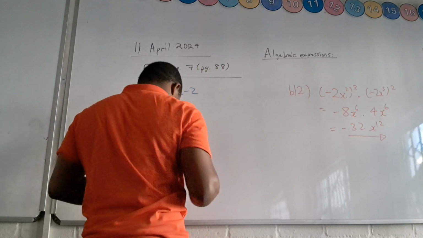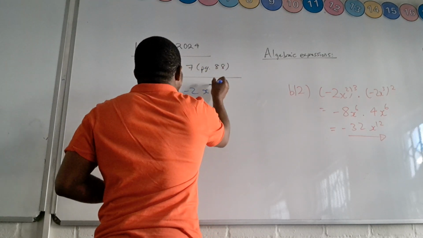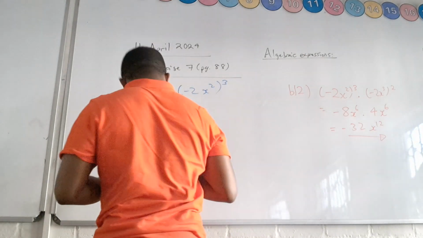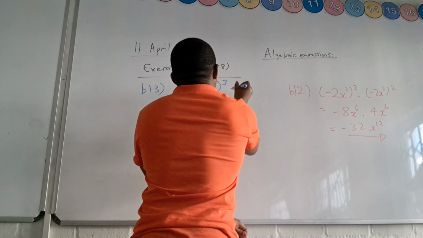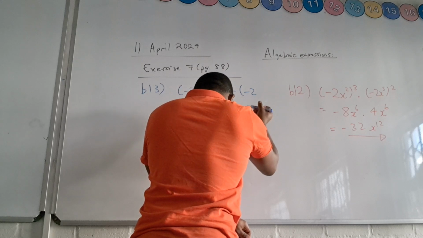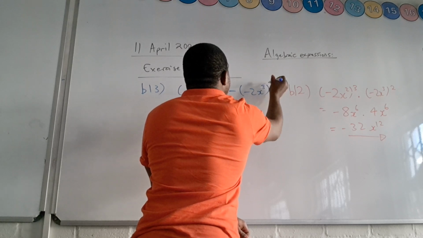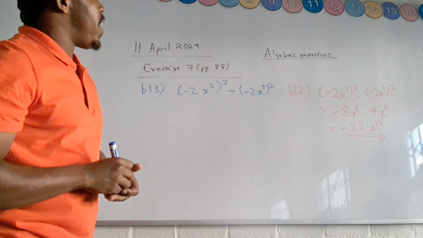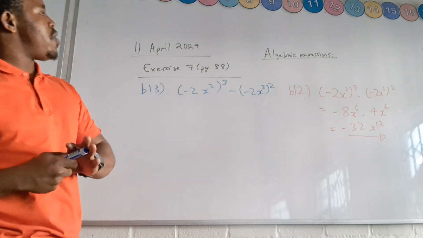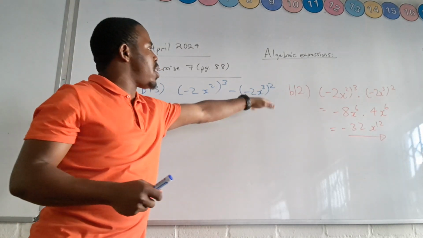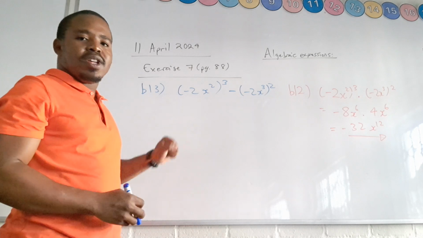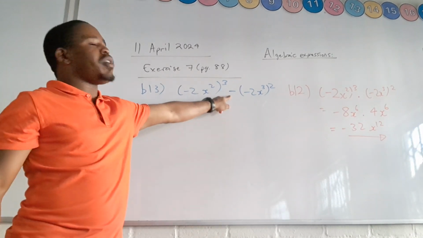Joke. X squared cubed, you got it, and then it's minus negative 2 x cubed squared. So we simplify. Negative 2x squared raised to the power of 3 minus 2x cubed raised to the power of 2. Is that a minus, sir? This one is a minus, yes.